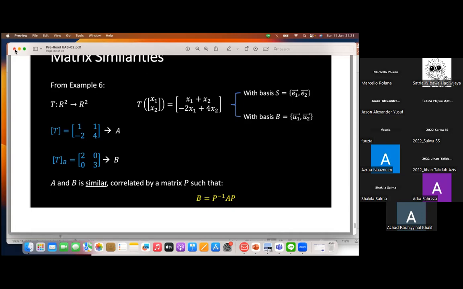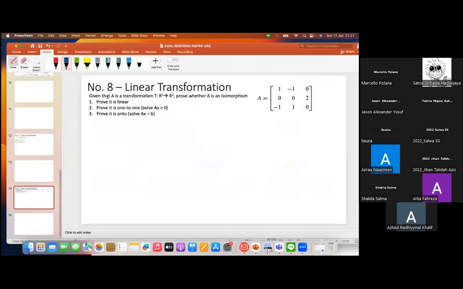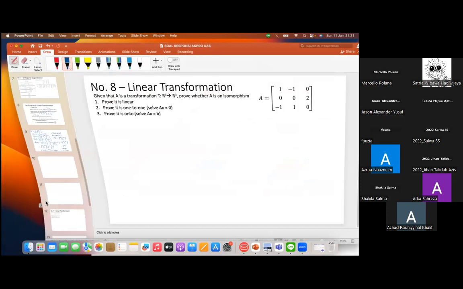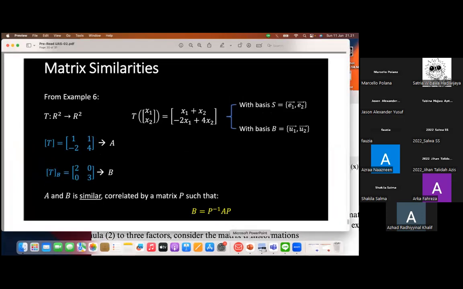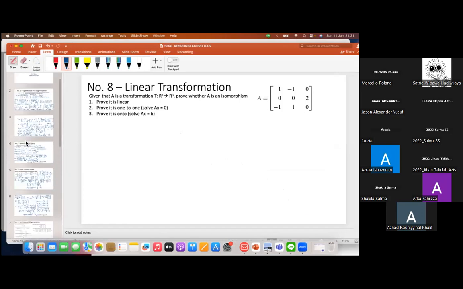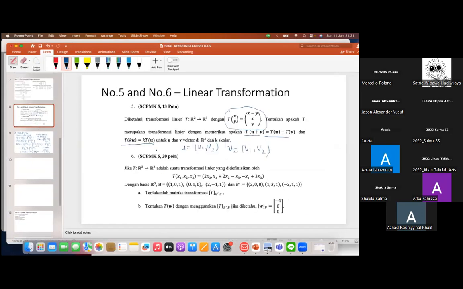Okay. So now we're done with that. Sorry. Now we move to the question. Now here we have question 6, where we have this transformation. The first thing that we do is input the old basis here.